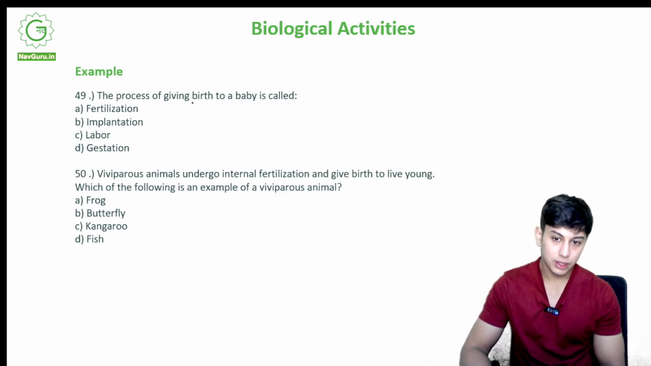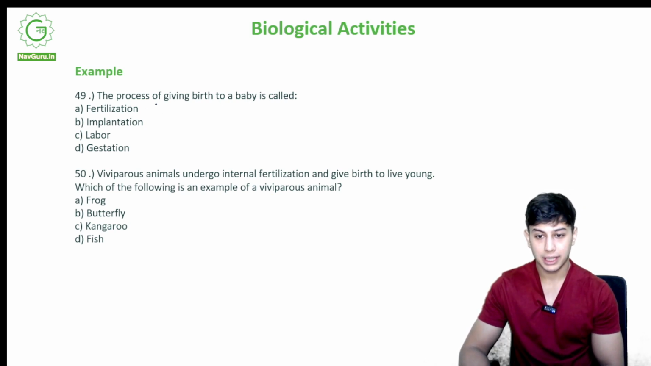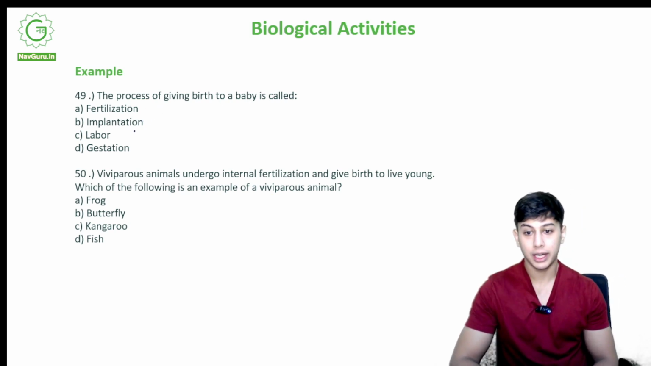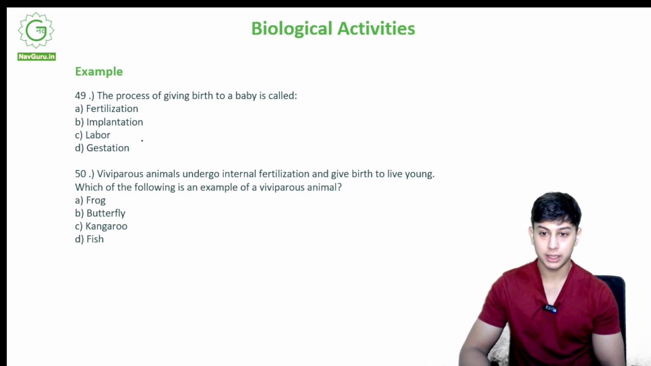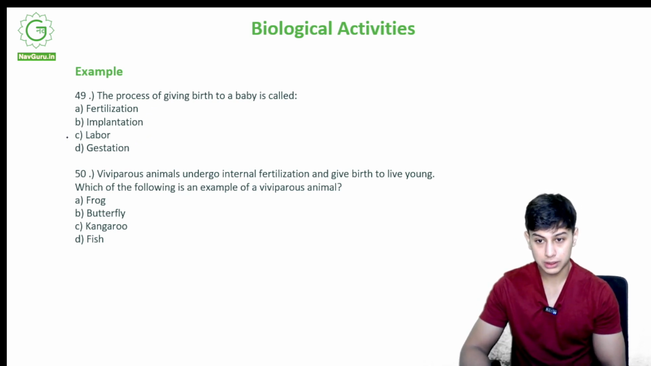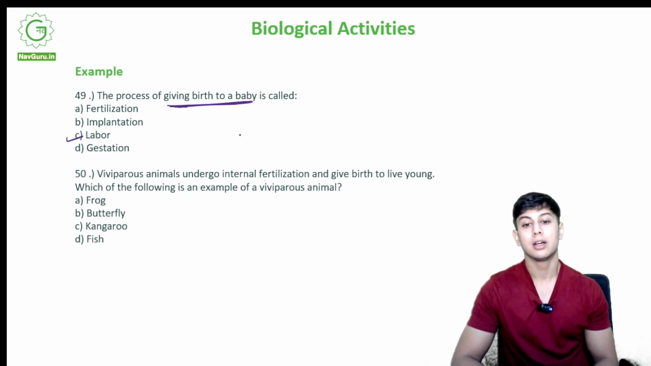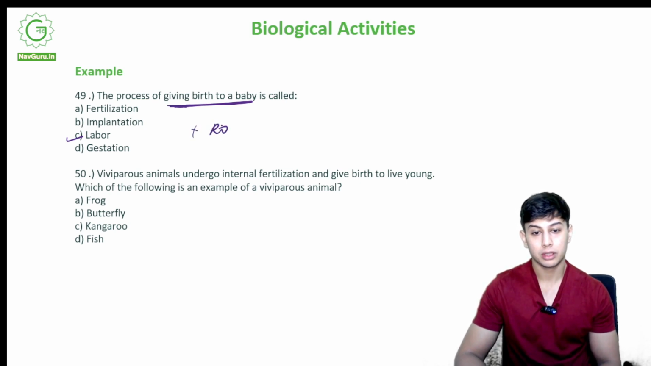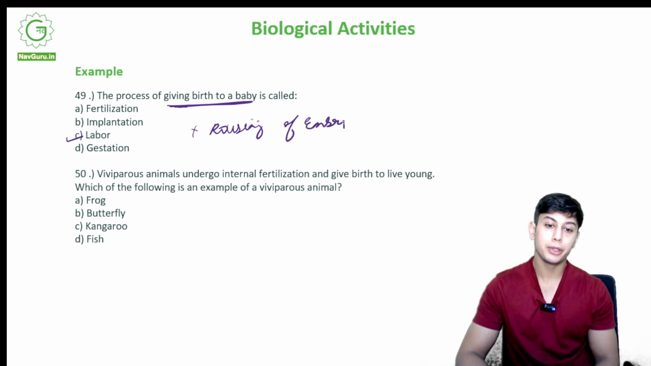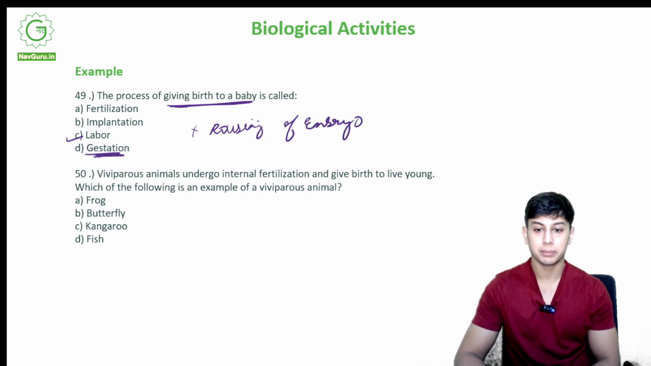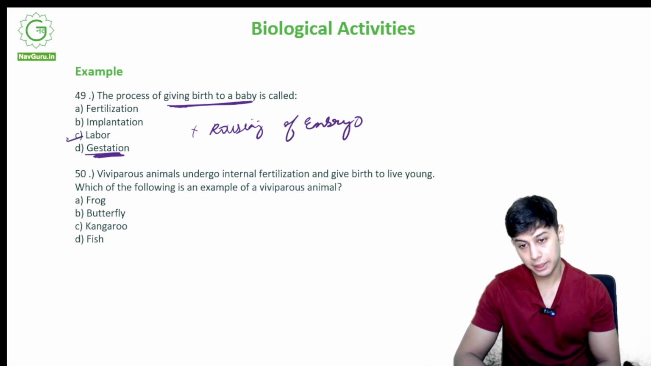The process of giving birth to a baby is called what? Fertilization, implantation, labor, or D, gestation. The correct option is option C, labor. The process of giving birth. Alright, not raising of embryo. Raising of embryo is gestation period. Alright, but giving birth to a live baby, that is labor.